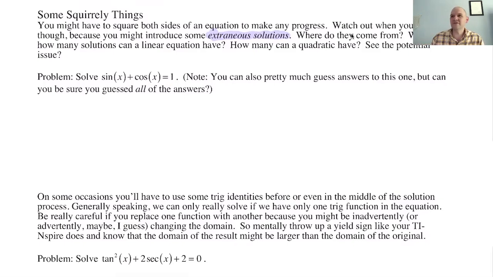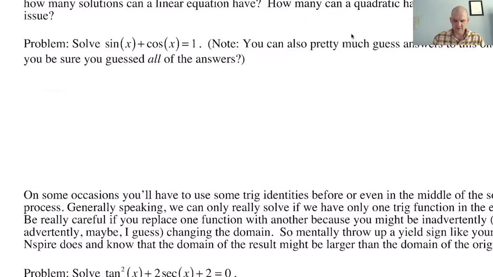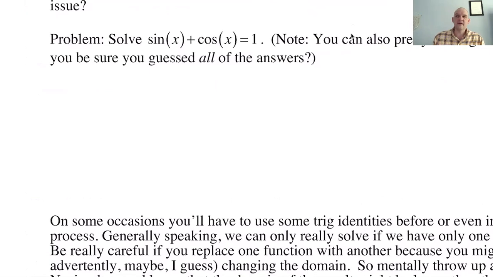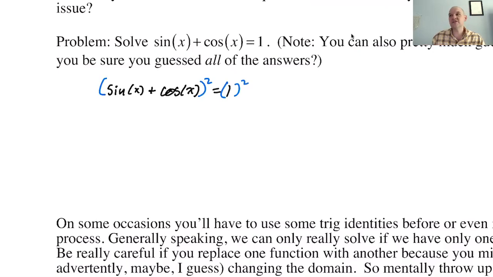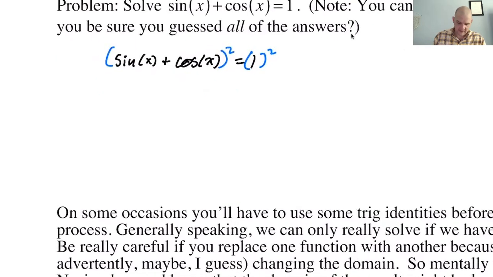But how do you know that pi over 18 doesn't also have this property? What we want to do is come up with an algebraic way of doing it. So what I'm going to do, and this is a common thing to do, is square both sides. I'm going to start with the original: sine of x plus cosine of x equals 1, and I'm going to square both sides. When I square both sides, I'm going from a linear to a quadratic, and a quadratic can have twice as many solutions as a linear. So now I'm really going to need to check everything. But let's see what happens.